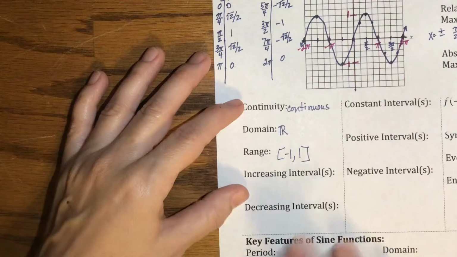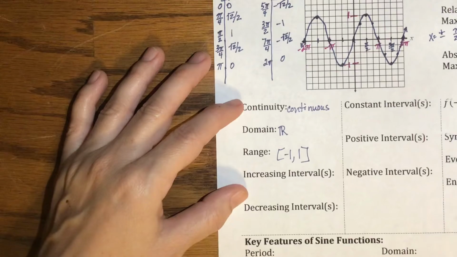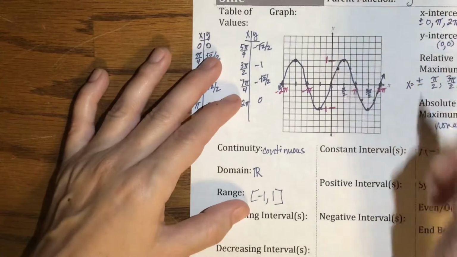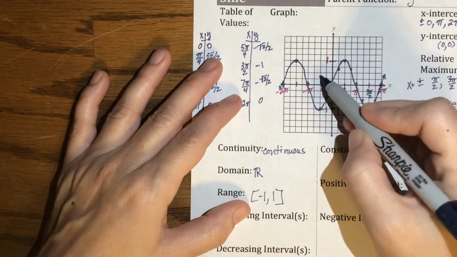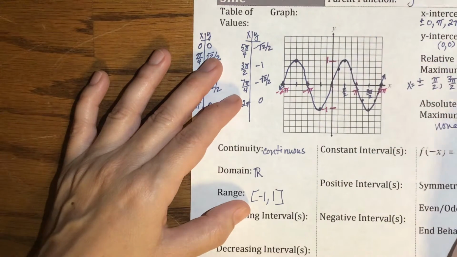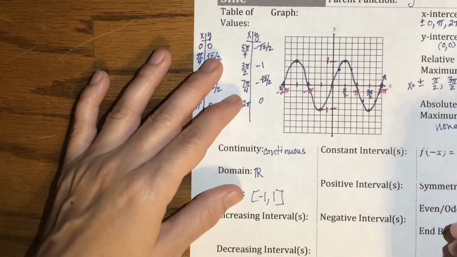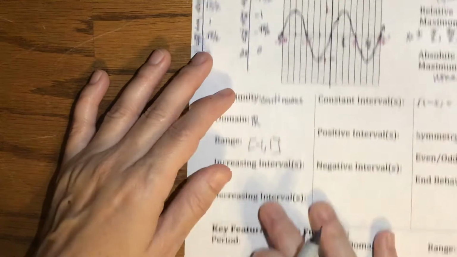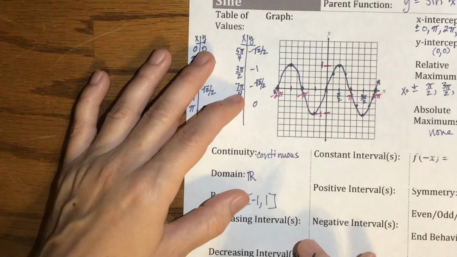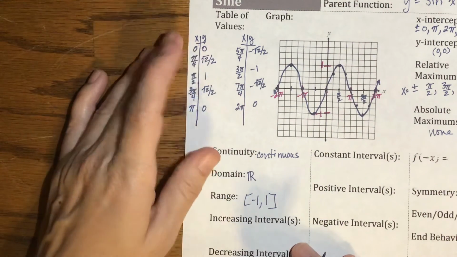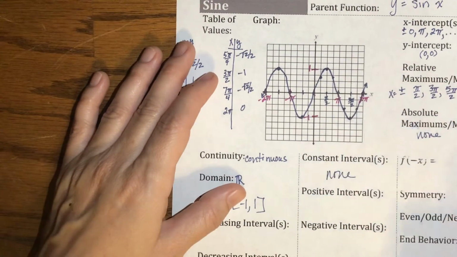Now the increasing and decreasing can be a little bit difficult because of the periodic nature of the graph. I'm increasing right here from negative pi over 2 to pi over 2. And then I'm going to increase again from 3 pi over 2 to 5 pi over 2. For now, let's skip this part. You can see where it's increasing and where it's decreasing, but the notation for writing it out can be a little bit difficult. So let's just skip that part for right now. It's never constant.